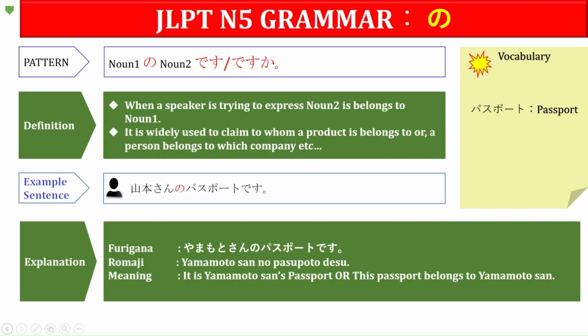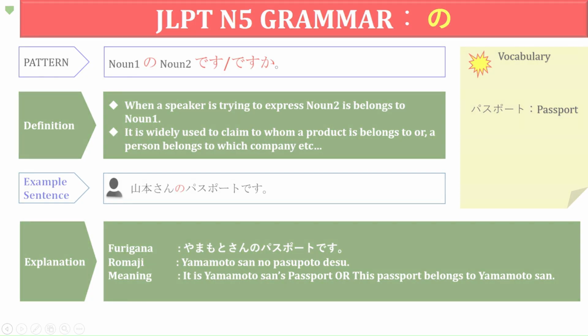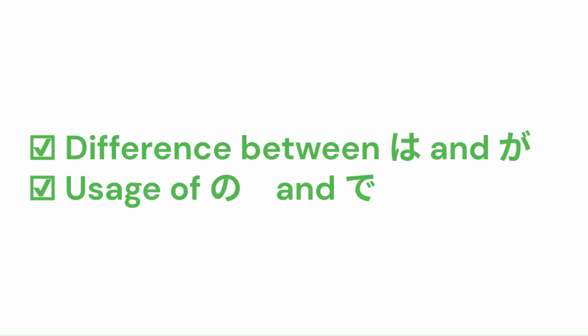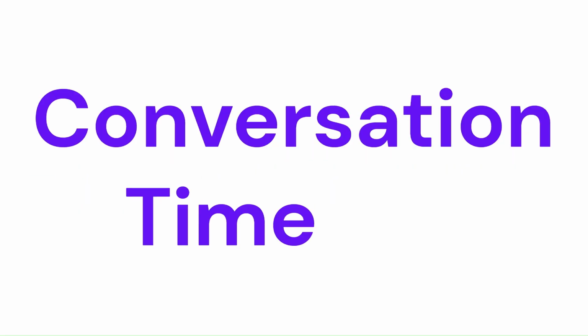Now you understand the usage of the wa and ga particles and how they and the no particle are used in a general sentence. Let's see some conversations using these four particles for more practice.